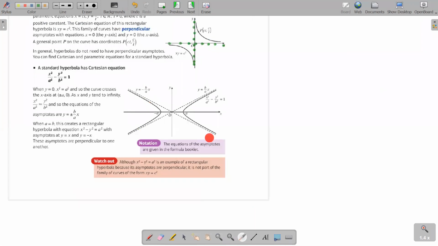So the standard hyperbola has Cartesian equation x squared over a squared, minus y squared over b squared, equals 1. So that is the difference between the hyperbola and the ellipse. The ellipse had a plus sign, the hyperbola has a minus sign. And also there are a few extra things in the hyperbola.